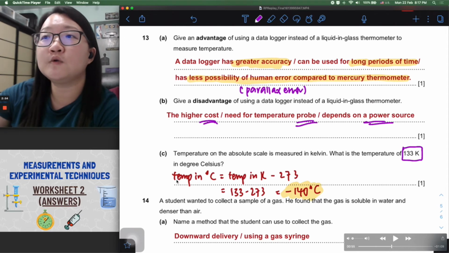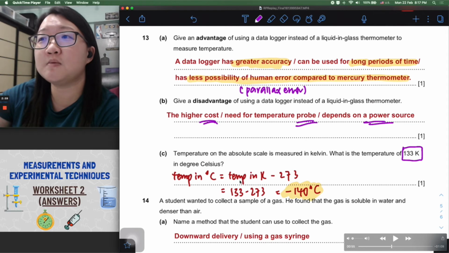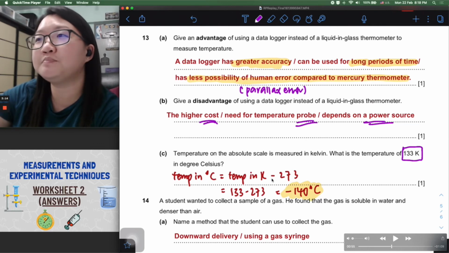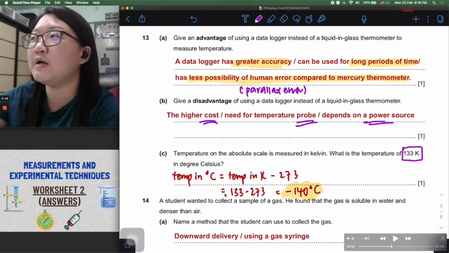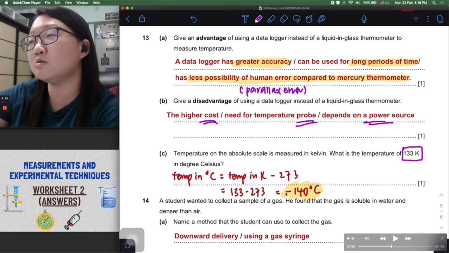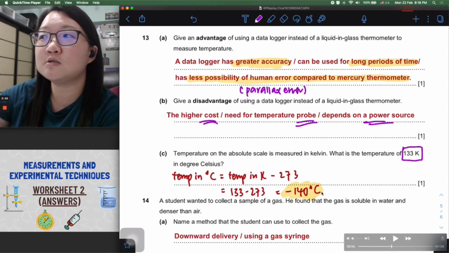So following the formula, the relationship, temperature in degrees Celsius is temperature in Kelvin minus 273. Okay, so the usual way that I remember is temperature in Kelvin equals to temperature in degrees Celsius plus 273. So this is just a shifting over. Okay, so you plug in the values, 133 minus 273, you get negative 140 degrees Celsius.